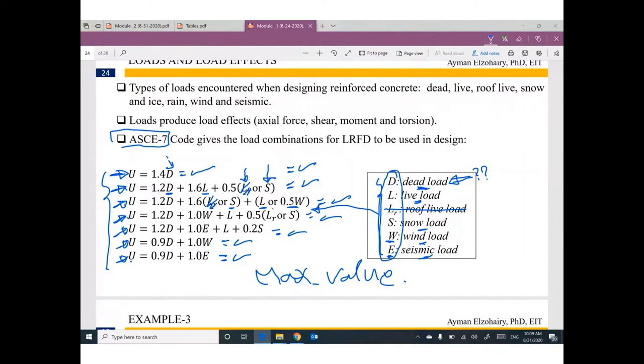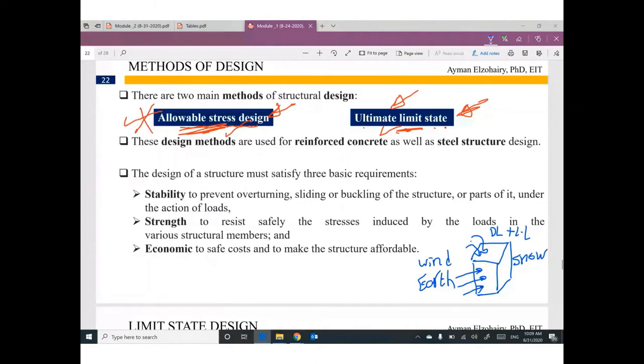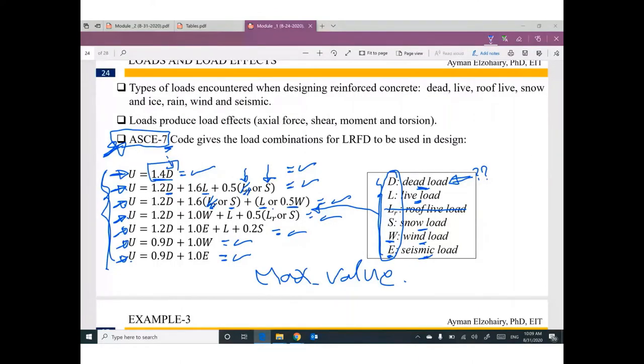These combinations are given in the American Society of Civil Engineers, number 7, for loads, or they are given in your notes. If you are talking about ultimate design, as I told you last week, we are taking a factor of safety in load. So I increased my dead load by 40%. I increased my live load by 60%. Why? Factor of safety. Because I'm taking my factor of safety in the applied load.